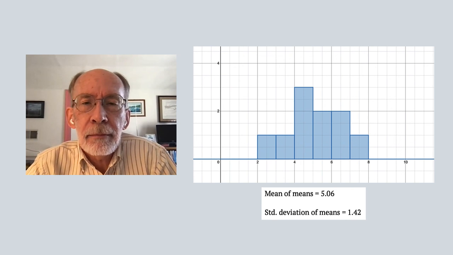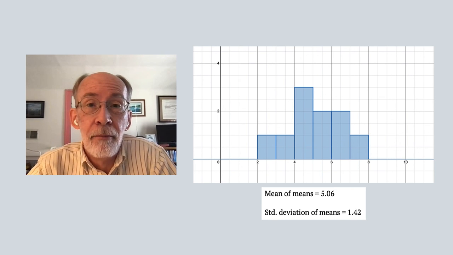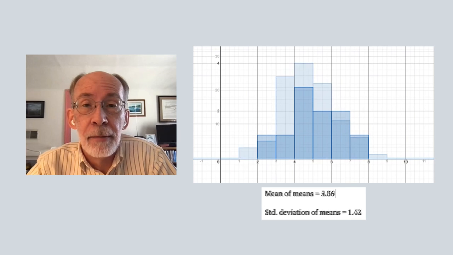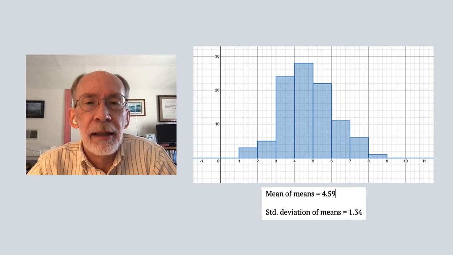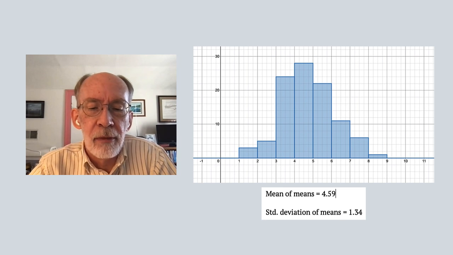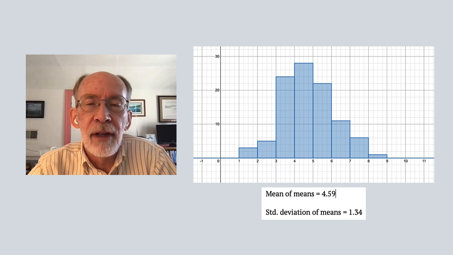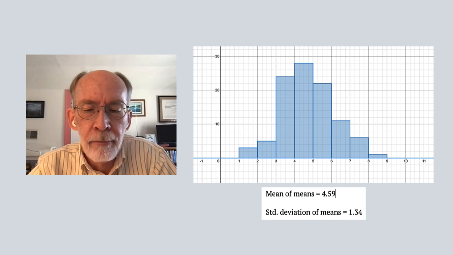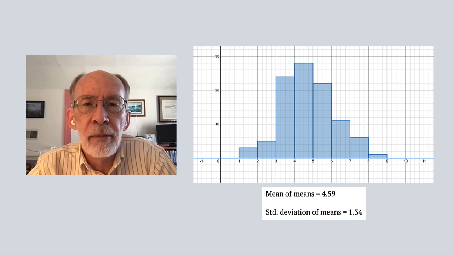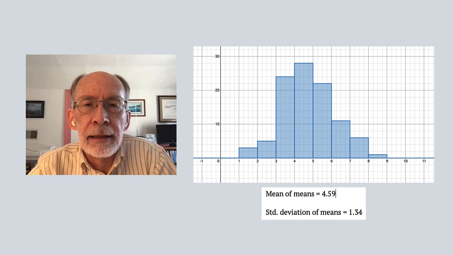So what I did was I used my calculator to gather 100 samples of size 5 from this population. And what I saw when I did that was, again, the same sort of clustering towards the middle. The mean of those means, all 100 of them, was about 4.59, so in the ballpark of the mean in the population, which was 4.5. The standard deviation of these 100 means is 1.34, which is, again, smaller than it was in the original population. That was 2.87.